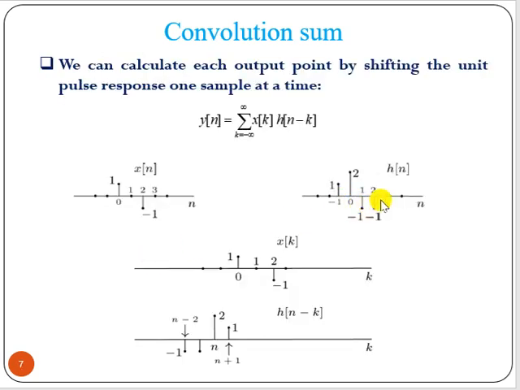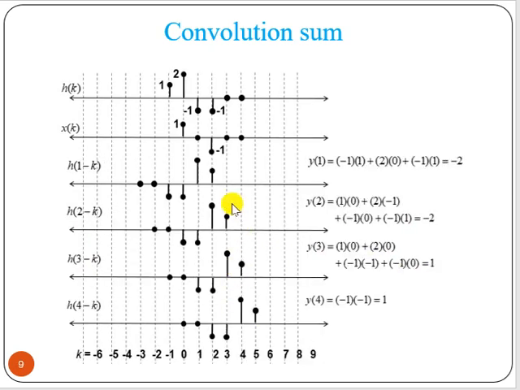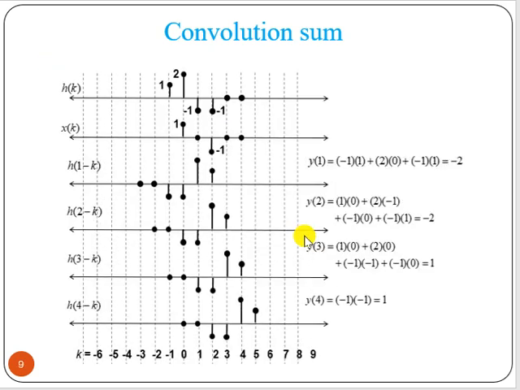Now see here 1, 2, 3, 4, 5, 6, 7 data. Total n1 is 3, n2 is 4, so 7 plus minus 1, that is 6. There must be 6 data. So this is h of minus 1 minus k, 1 data for 0, then 1, 2, 3, 4. Total 6 data are there. So that is the graphical method.